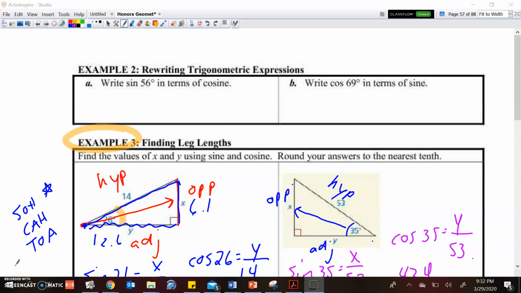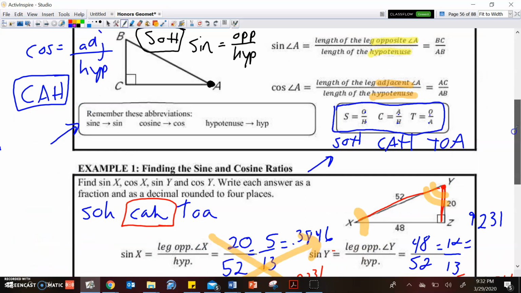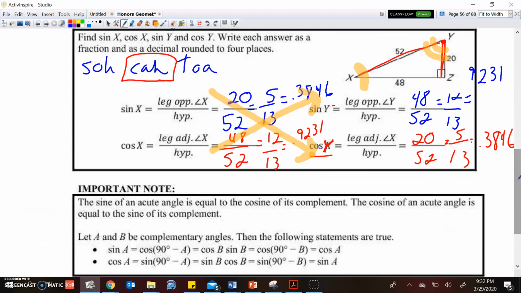All right, guys, we're going to finish lesson 9.5 here. So we're going to go back to example 2. And actually, if I go back a page before that, at the bottom, we had noticed how the sine of one angle is equivalent to the cosine of the opposite acute angle, meaning we're talking about a right triangle.